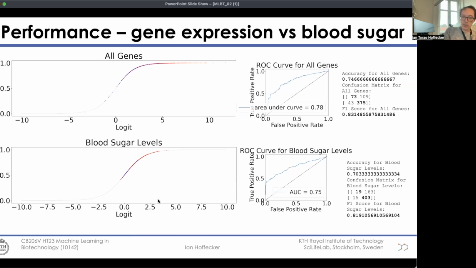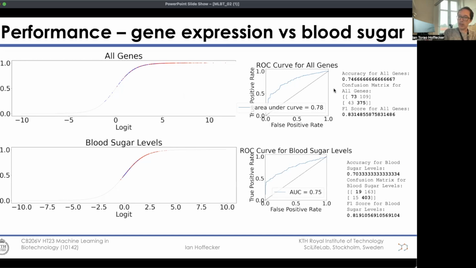And so that was the code. And then if we look at the results here, we can see that training the model on all the genes produces this curve where we've got more blue dots on the left and more red dots on the right. While it's not perfectly predictive, they're not perfectly separated, we have an ROC curve that is above the diagonal, which means that there is some predictive capacity here that we're utilizing. And the area under the curve, 0.78, is between 0.5 and 1, which is what we want to see.